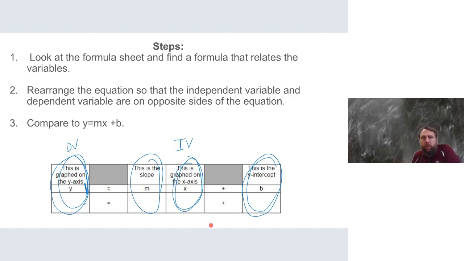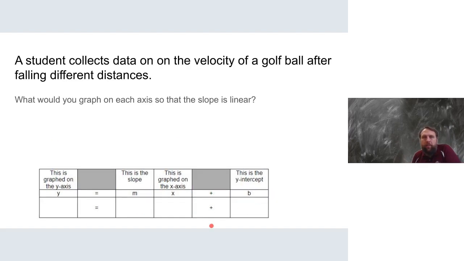All right. So let's go ahead and look at an example. A student collects data on the velocity of a golf ball after falling different distances. So what are our variables? We have a velocity and we have a distance that it fell, which I'm going to write as a displacement. You could call it the position it was at. And the velocity after it falls is probably going to be a final velocity, because it's going to get faster and faster as it falls. So we need to find a formula.